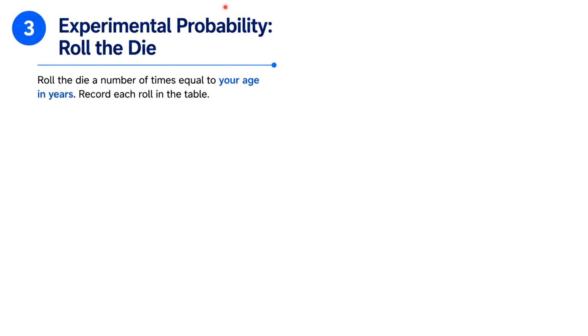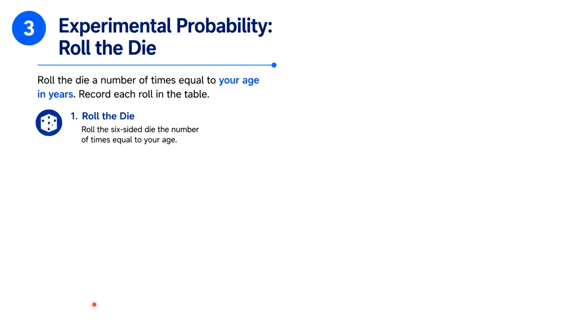Next comes the experimental probability portion. For this part, you will actually perform an experiment. This is when you need your die. Roll the die the same number of times as your age in years. For example, if you are 20 years old, you will roll the die 20 times. If you are 35 years old, you will roll it 35 times. The number of rolls should match your age.